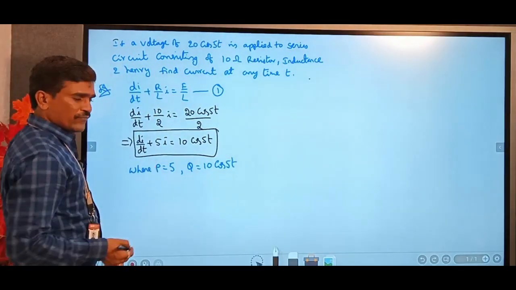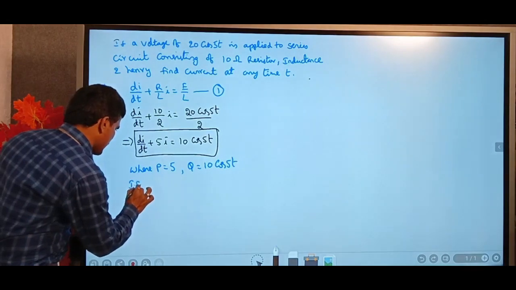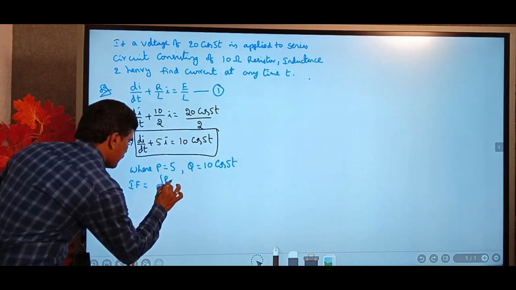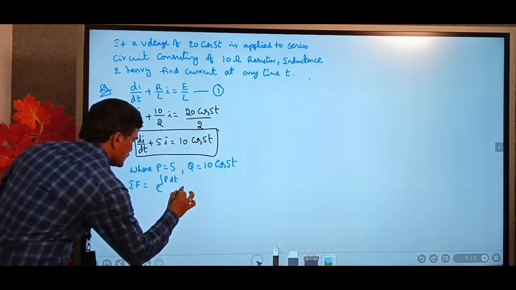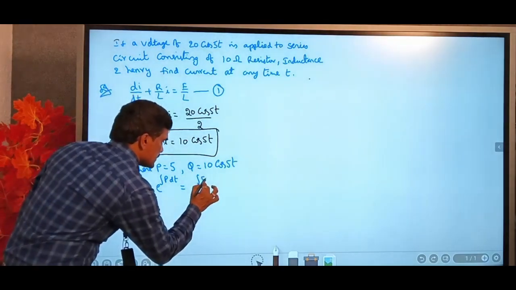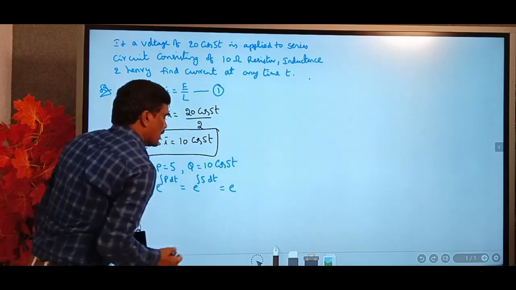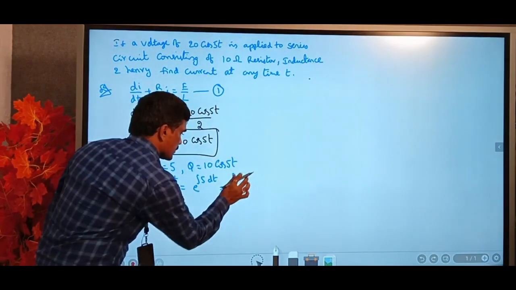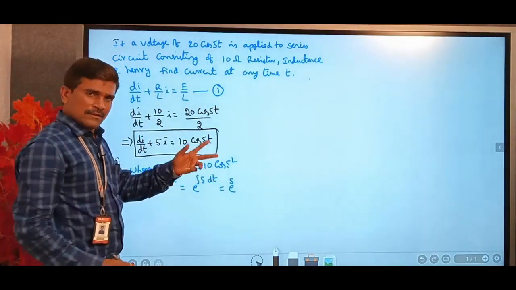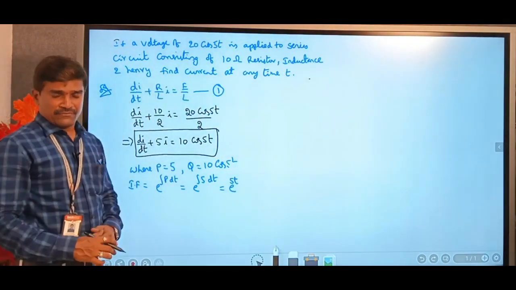Right? So first find the integrating factor. The integrating factor is e power integral P dt, which is e power integral of 5 dt. The integral of dt is t, so that is e power 5t.